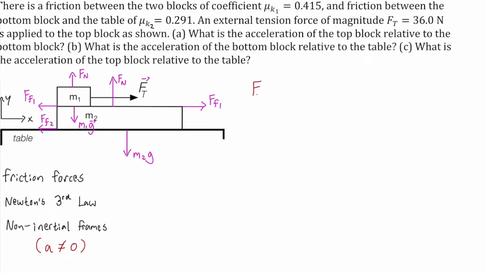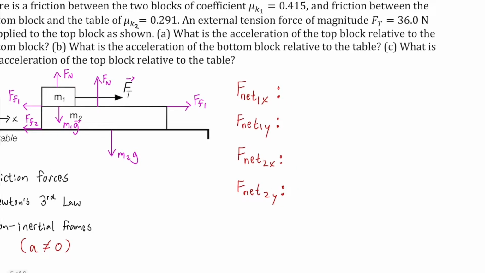So we have F net 1x, F net, right? Net just means sum here, 1y. I'm going to put a little colon here. You can put an equal sign, but ultimately I want to actually write out what all those forces are and then have them equal, M1, AX, and so on. So we'll just think of this as sort of a summary. Then we will have F net 2x and then F net 2y. All right, so what are all the forces at play here? Well, we've talked about all of them, so we should just be able to write them down.